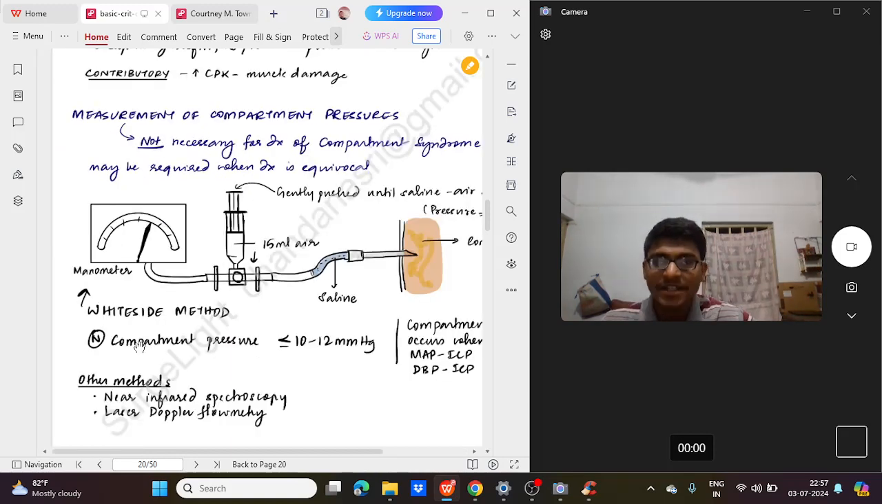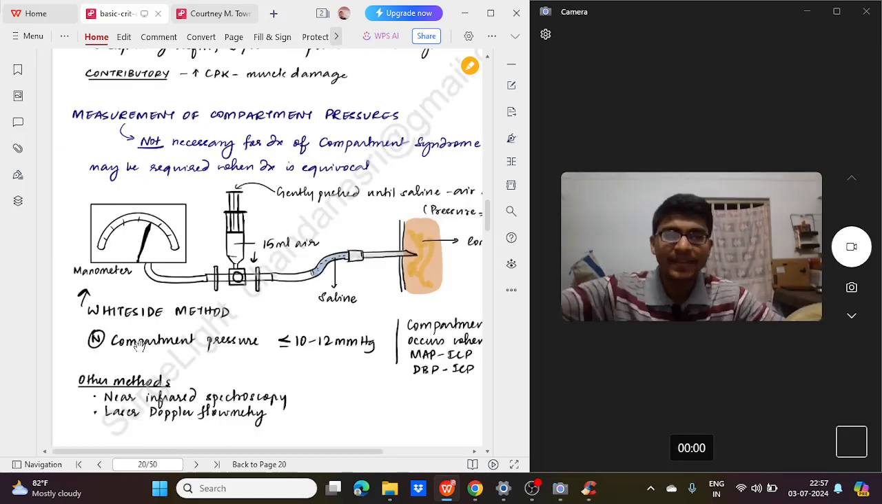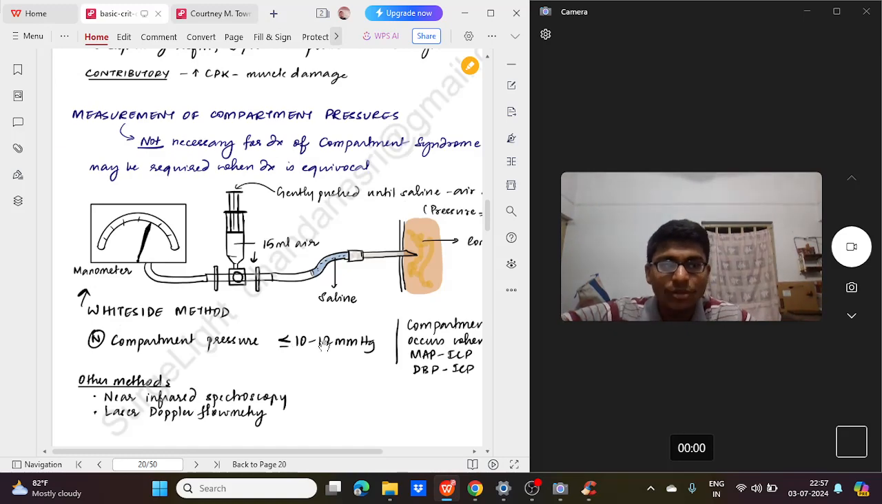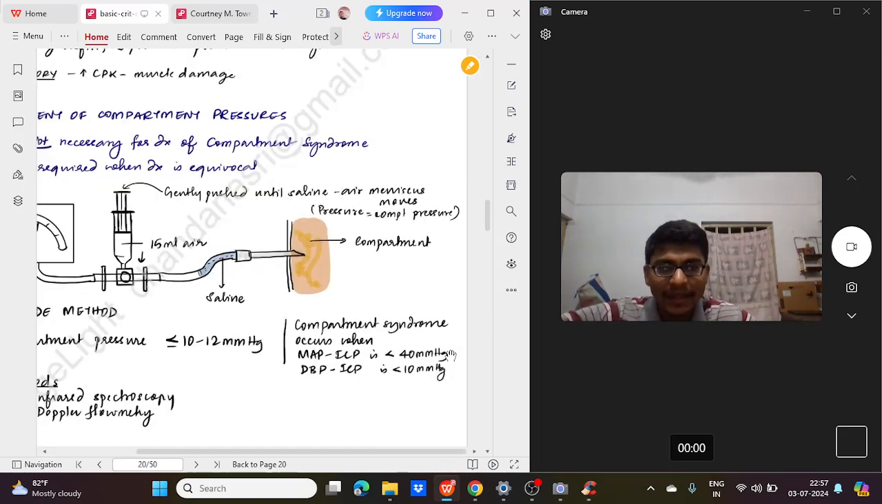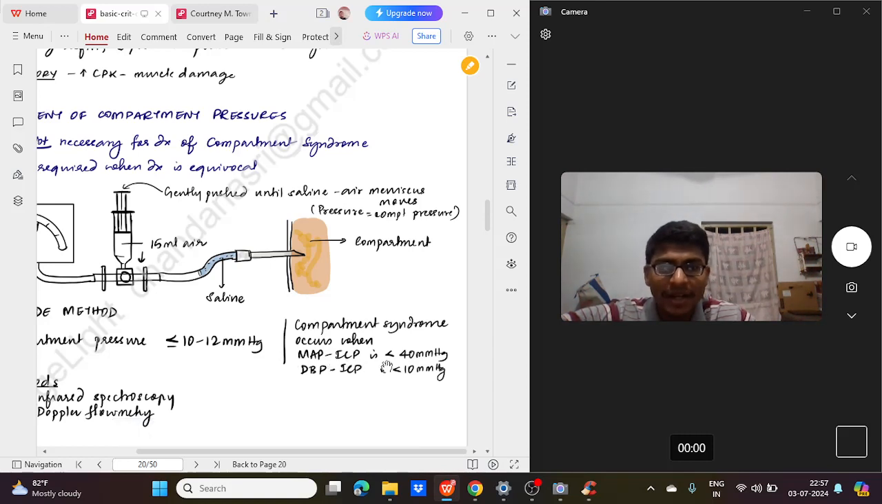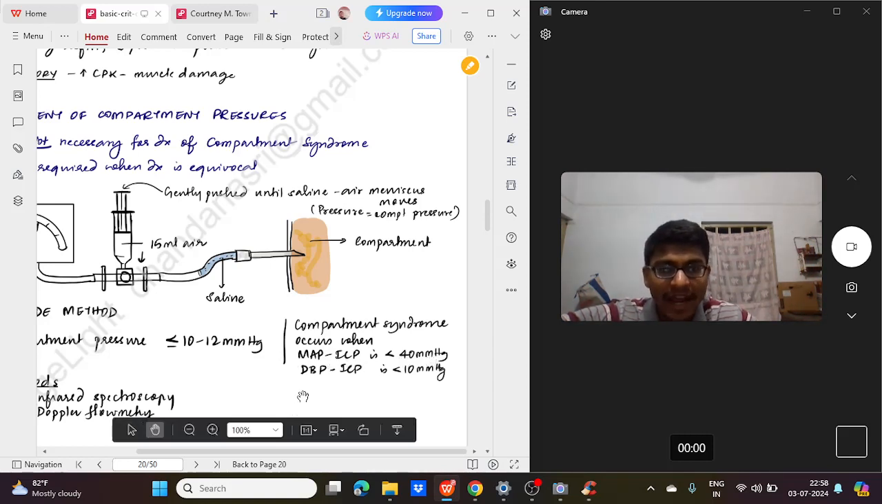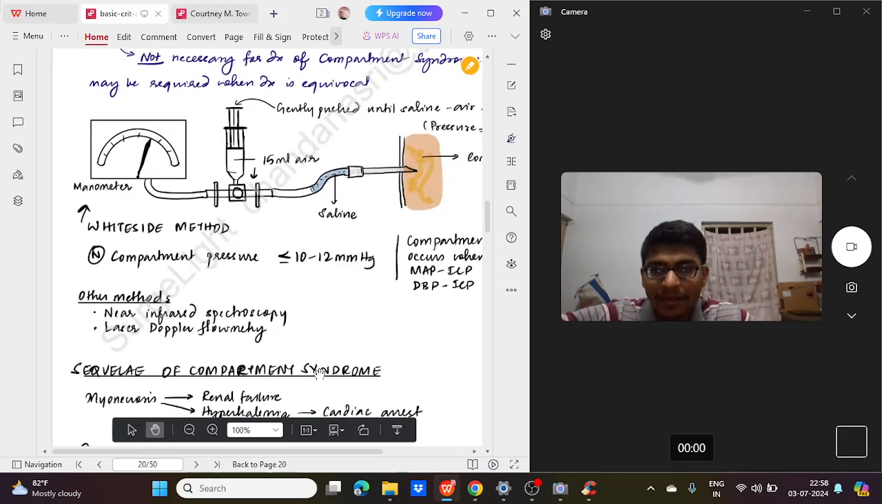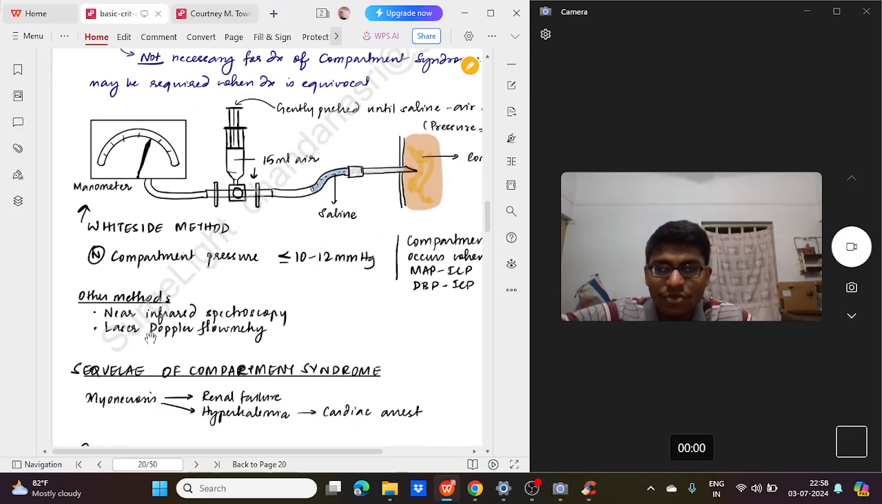So what is the normal compartmental pressure? Normal compartmental pressure will be less than 10 to 12 mm of Hg, and compartment syndrome occurs when the difference of mean arterial pressure and intracompartmental pressure is less than 40 mm of Hg, and the difference between diastolic BP and intracompartmental pressure is less than 10 mm of Hg. Other methods will be near infrared spectroscopy and laser Doppler flowmetry. We'll see some more in the coming time.